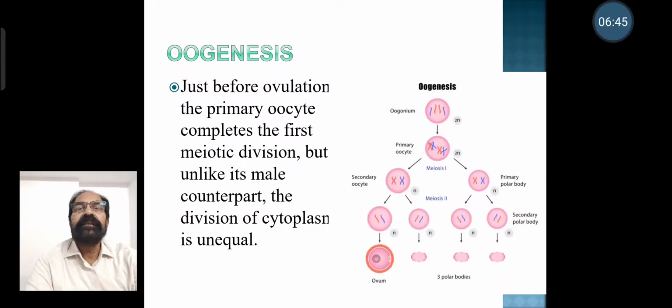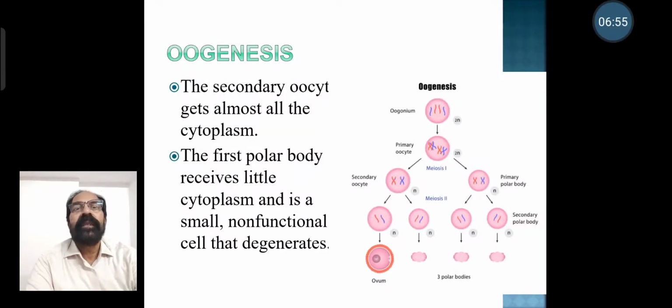Just before ovulation, the primary oocyte completes the first meiotic division, but unlike its male counterpart, the division of cytoplasm is unequal. The secondary oocyte gets almost all the cytoplasm. The first polar body receives little cytoplasm and is a small non-functional cell that degenerates.